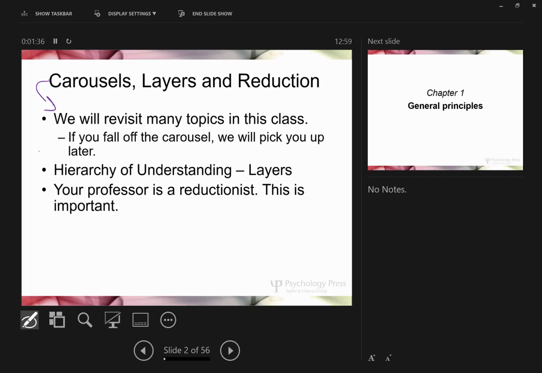I also like to think about this in layers, right? Sort of a hierarchy of understanding. So there are going to be things that we're going to throw out there sometimes that aren't going to make a lot of sense to some of you. They're going to make more sense to others, and that's going to fluctuate throughout this semester, right?